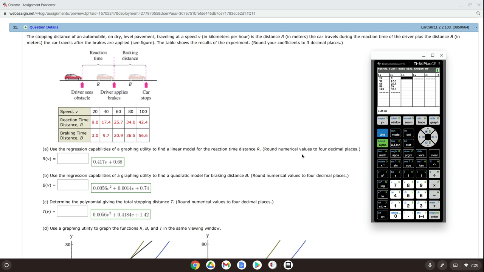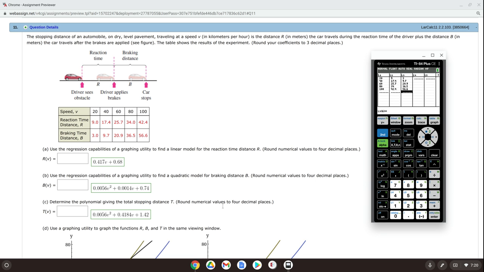Checking my work. All right, so now 3, 9.7, 20.9, 36.5, 56.6.